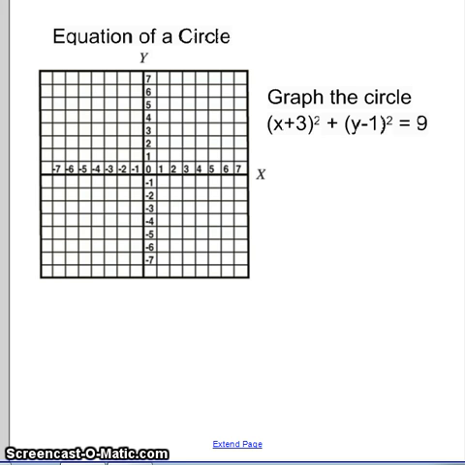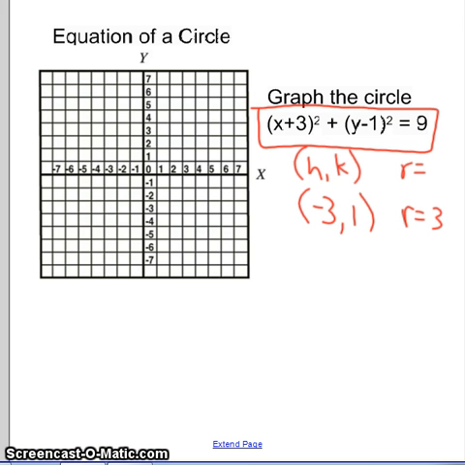Sometimes you're given the equation of the circle and asked to select the graph or to go ahead and graph it. Go ahead and hit pause. See if you can figure out what H and K are given this equation, what R is given this equation, and then go ahead and graph the circle. Hit pause and come back for the answer.